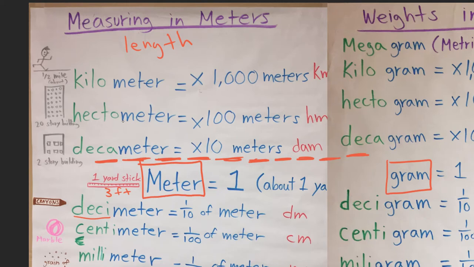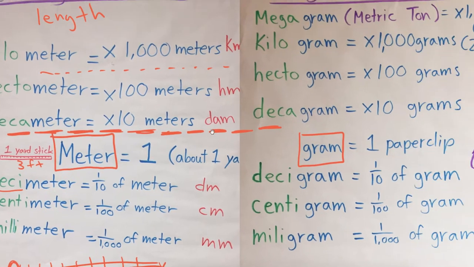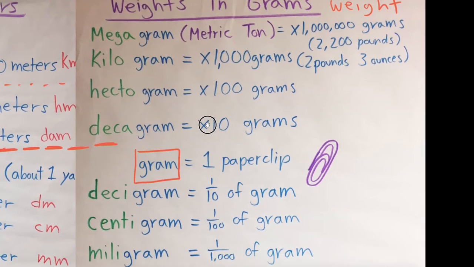And hectometer, same thing. If I took 100 yardsticks, right? 100 yardsticks, if I measure that end to end, that will equal 1 hectometer. And a kilometer is 1,000 meters, which is about 1,000 yardsticks. Okay. So same thing also for weights.